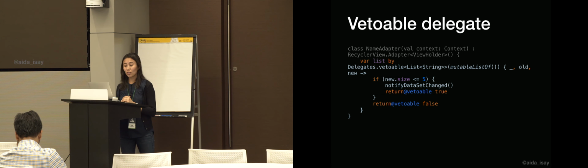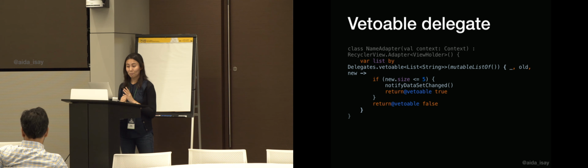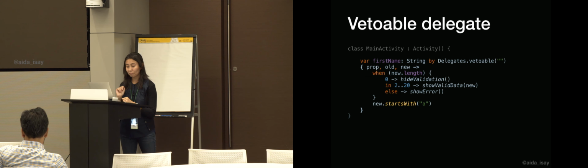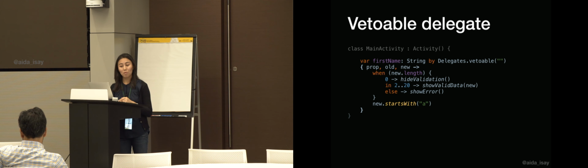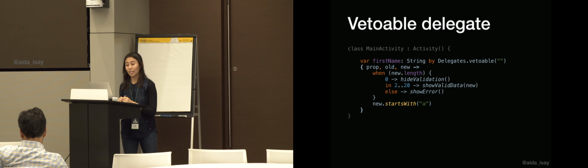Let's suppose that we want to have our list bound to a view. We don't want to allow any changes that will make it possible to have more elements than 5. We update the adapter only if the number of items in the list is 5 or less, and we're using notifyDataSetChanged.